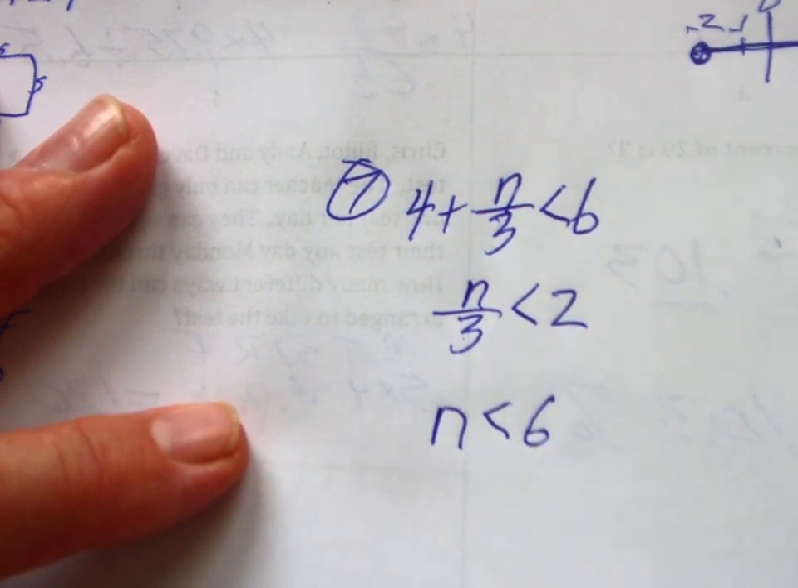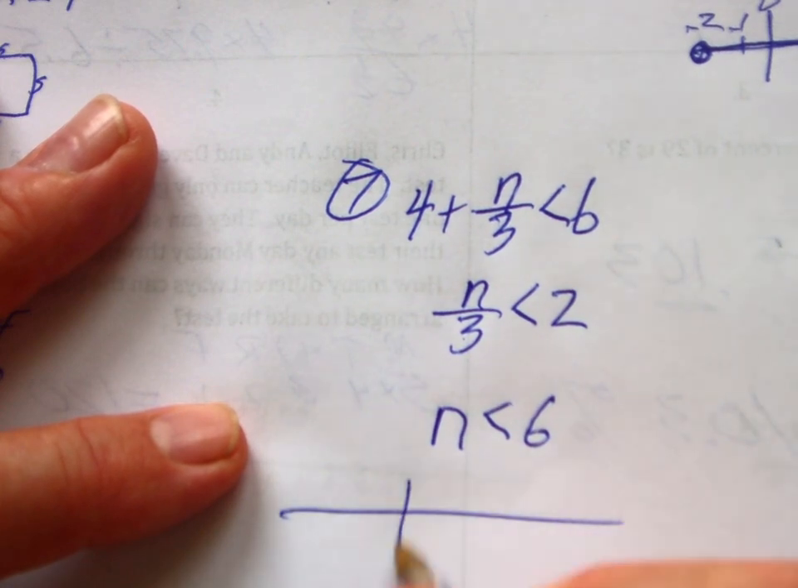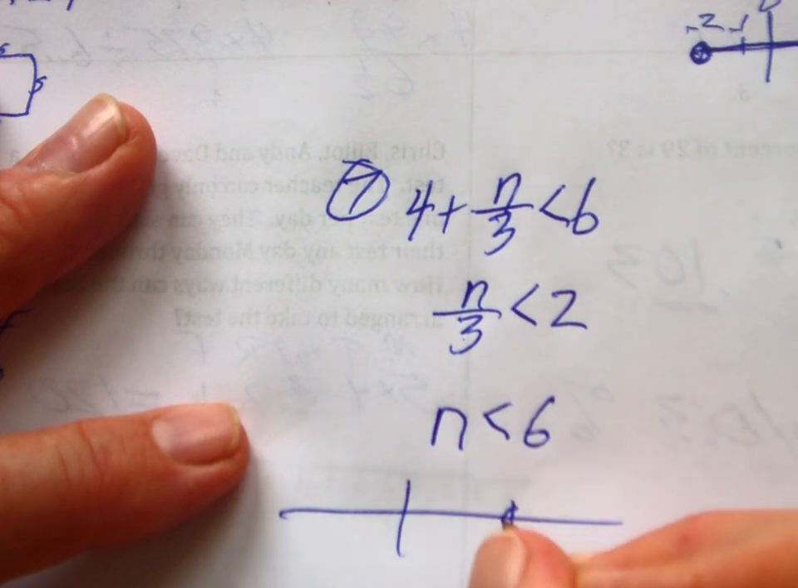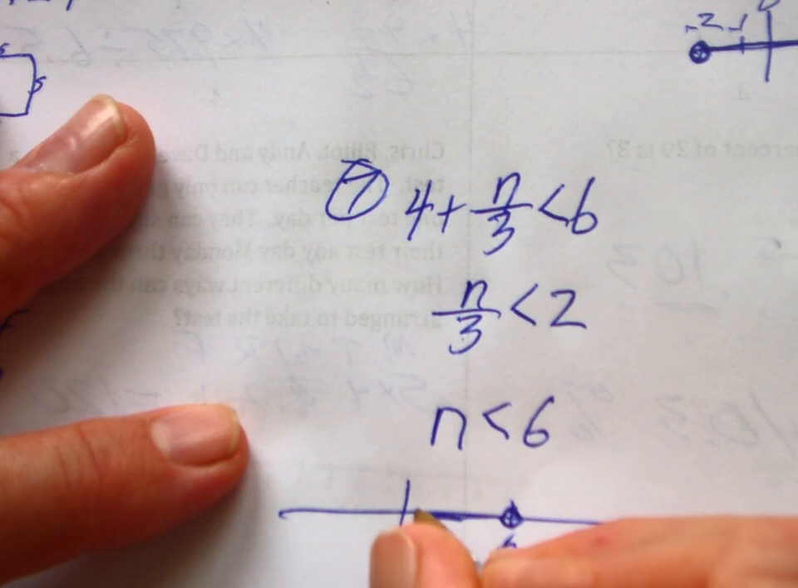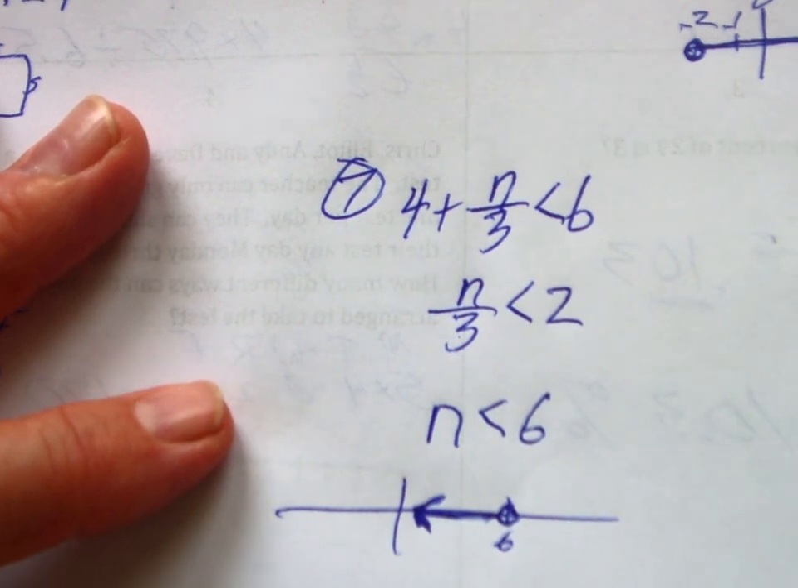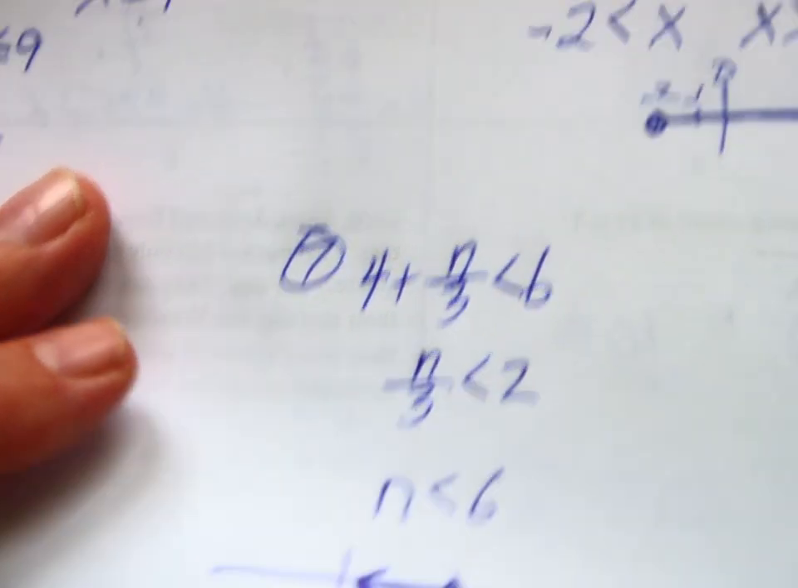Now how would you do that? You'd go to your 6, and it's less than, not less than or equal, so you have to have an open circle, and it goes that way. Less than, that's how you would graph it. N is less than 6. Anyway, that's number 7. Any others from here?